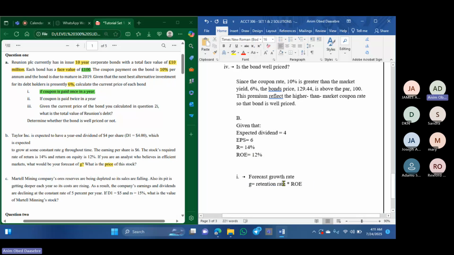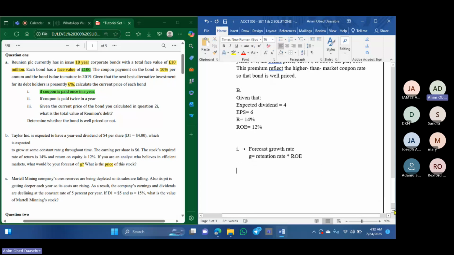But from the question, we are not given the retention rate. We're not given retention rates, so we need to find the retention rate. Then I can find the growth rate, and that will help us find the price.